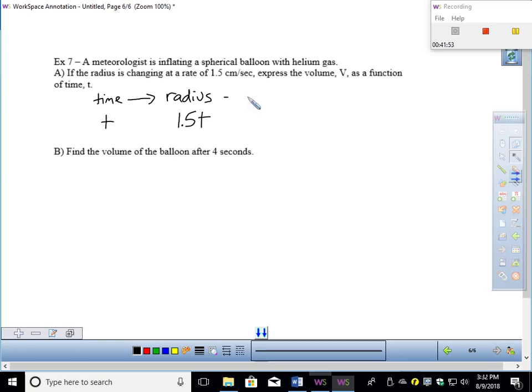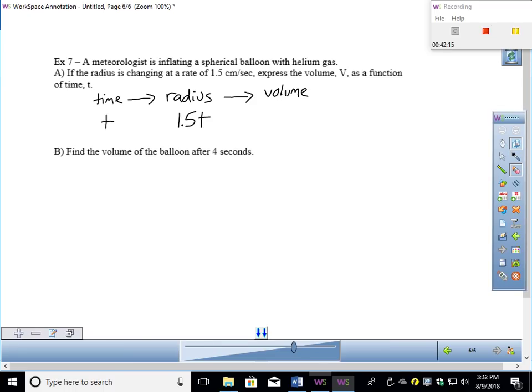Wonderful. Now here's the idea. It's a spherical balloon. So radius of a balloon, volume of a balloon, yes, I can connect those. And so now we're starting to think of radius and volume. What do I know about the volume of a sphere? Well, I know that a volume is 4/3 pi r cubed.